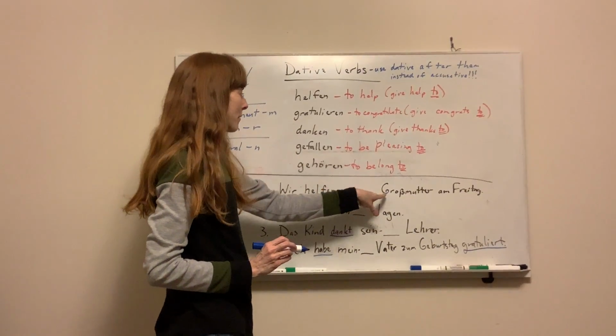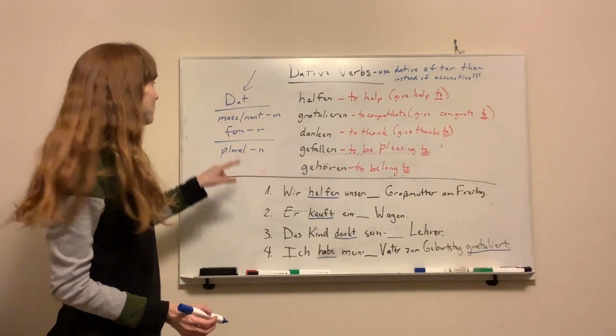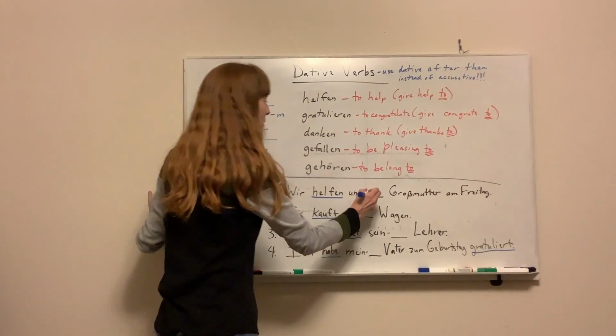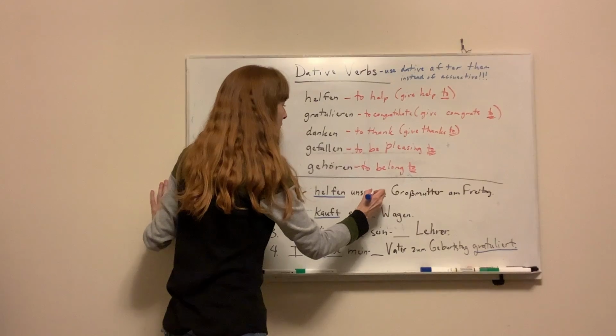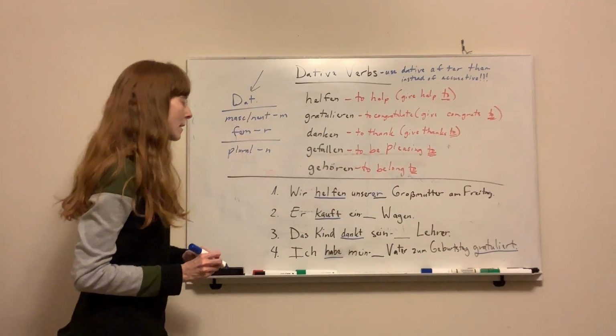The word after that I'm looking at is Großmutter. Großmutter ist feminine. Feminine bekommt ein ER im Dativ. So, unserer. Wir helfen unserer Großmutter am Freitag.